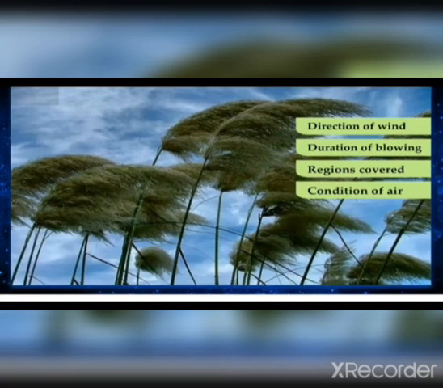Winds are known by the direction from which they blow. For example, westerlies are the winds that blow from the west. The direction of blowing, the duration, the regions covered, and the condition of the air determine the following wind types. Let's see the wind types.